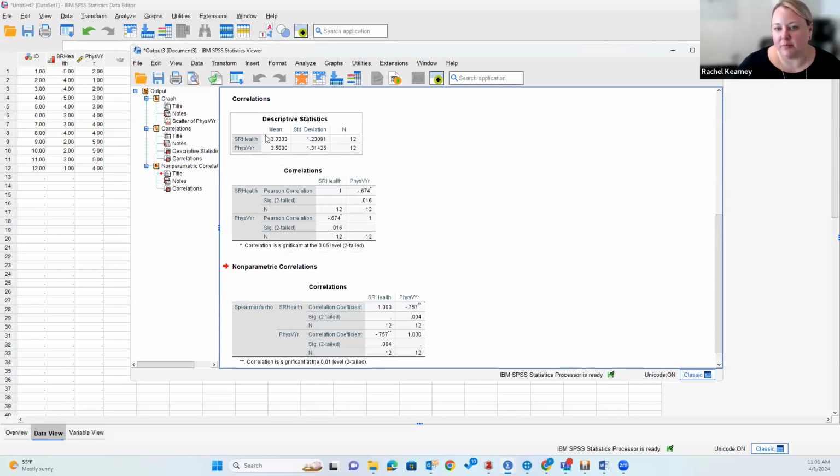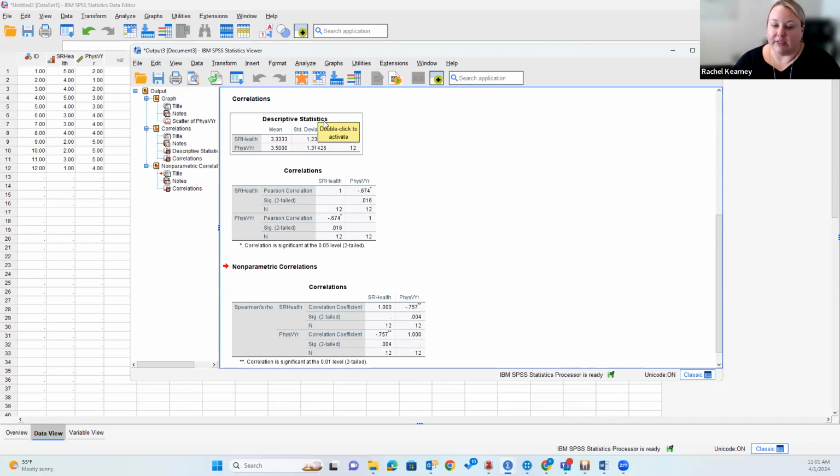So we get some descriptive statistics. For our self-rated health values, the mean value is 3.33 with a standard deviation of 1.23. We had 12 participants. The mean for physician visits is 3.5, and the standard deviation is 1.31. So those are just some of your descriptive statistics.